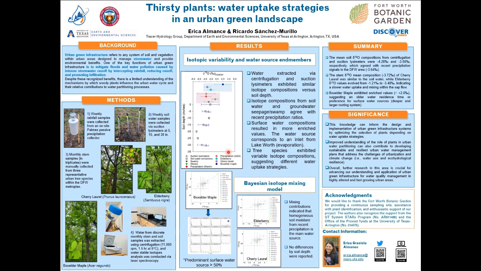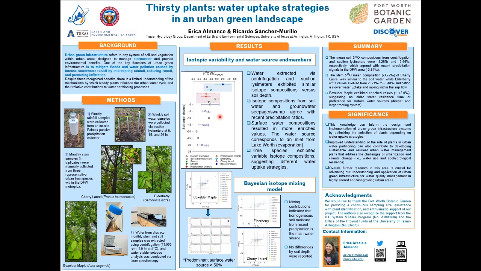So for our results, with that data, we can see a few things. So here we have a plot of the delta O18 of our data. We can see that water extracted via centrifugation and suction lysimeters exhibited similar isotope compositions versus soil depth, and this water also agreed with recent precipitation in the DFW area, shaded here in red and orange. The surface water compositions resulted in more enriched values, and the source water here corresponds to an inlet from Lake Worth.